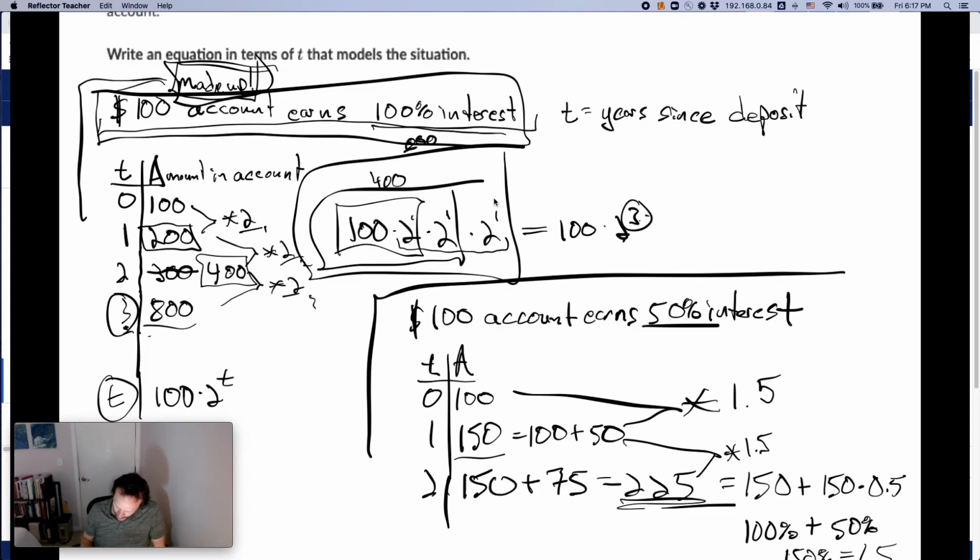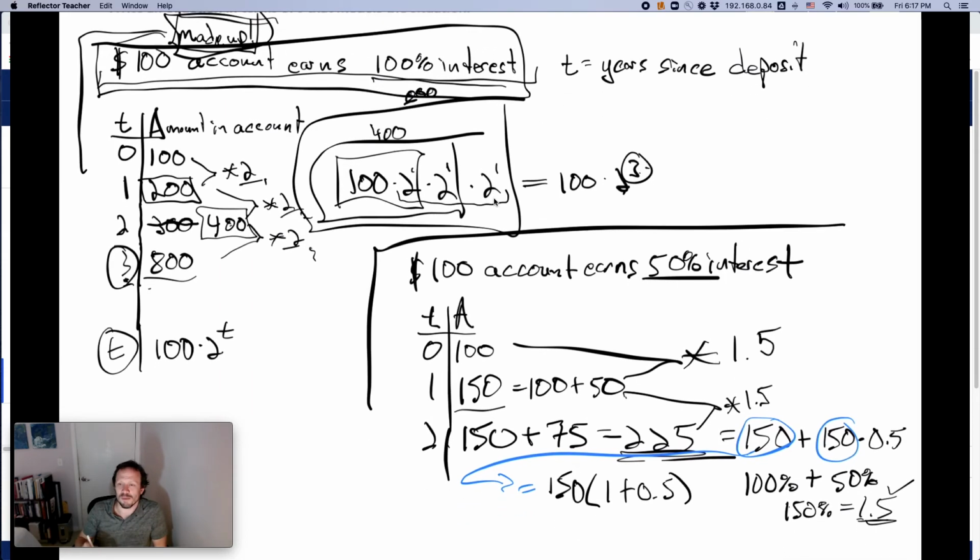As a bonus, check this out. Remember your distributive property? Those two are the same. Should start popping out at you. Factor this. 150 times 1 plus 0.5. And there's your 1.5. Using factoring to see the same thing. Oh, and that's off the bottom, sorry.